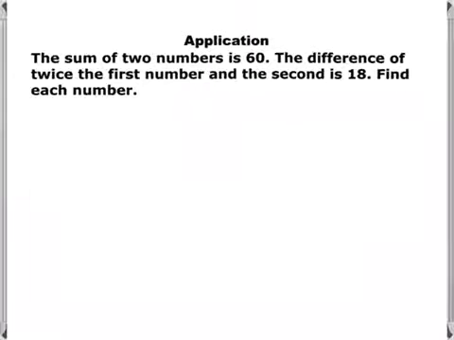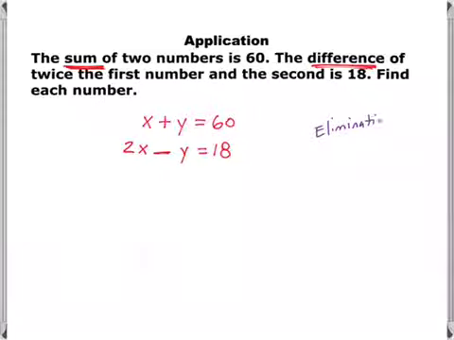The sum of two numbers is 60. The difference of twice the first number and the second is 18. Find each number. So let's think about the first part. The sum of two numbers means the two numbers should be adding together. So x plus y equals 60. Then they say difference. So your second equation talks about difference or subtraction. The difference of twice the first number, so that'd be 2x, and the second number, y, equals 18. So these are your two equations. And this system is perfectly set up for elimination. So use elimination to solve this.